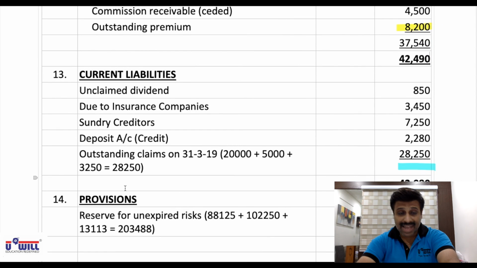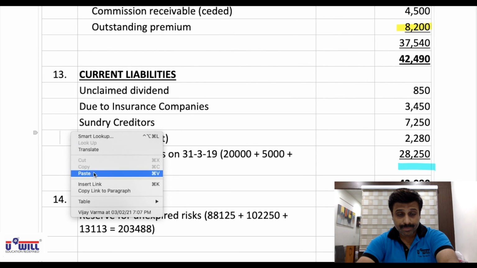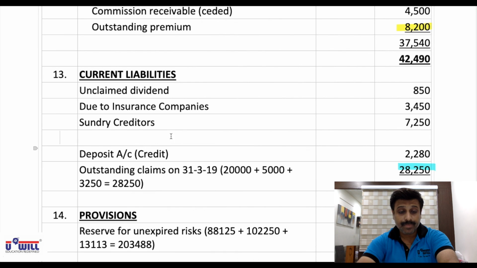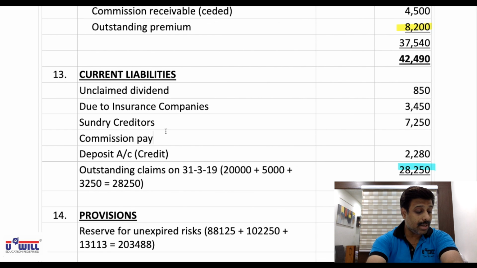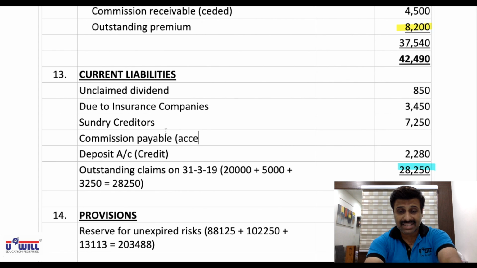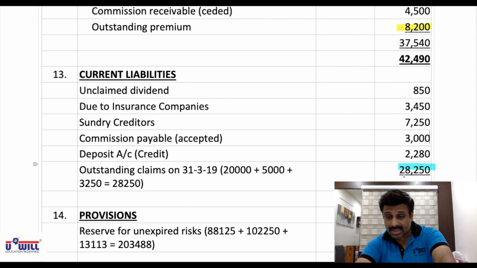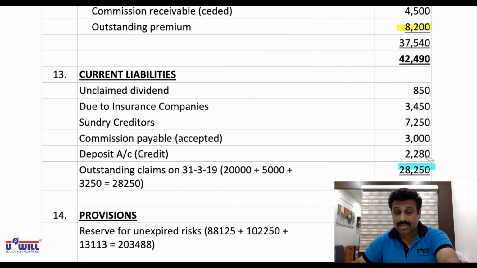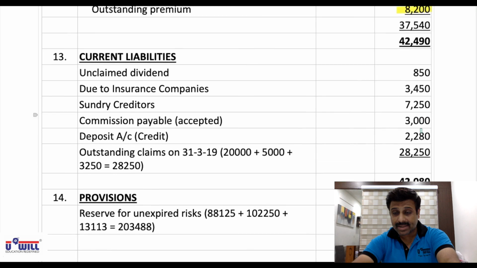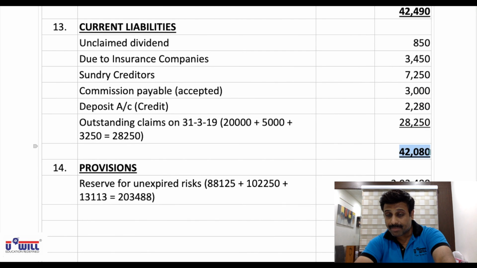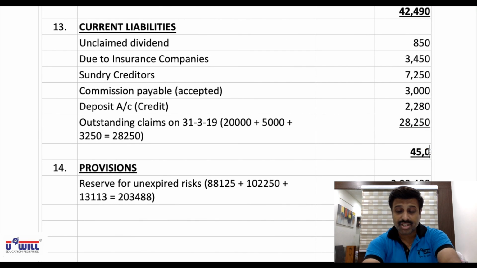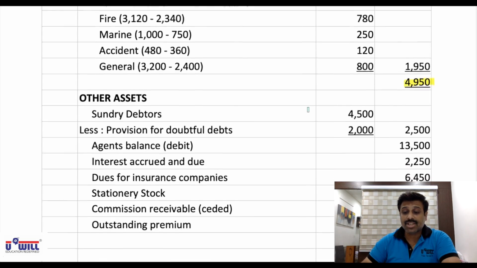Okay, same way in current liabilities also we will include commission payable. Okay, in current liabilities also we will include commission payable, that is on the reinsurance accepted one, that is 3,000 rupees. So this total will also increase by 3,000. Which total will increase by 3,000? This 42,080 total will increase by 3,000. So it will become 45,080. Okay. So this corrections all of you make over here.